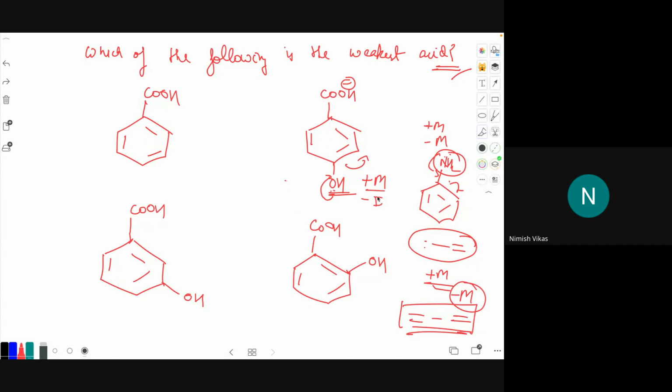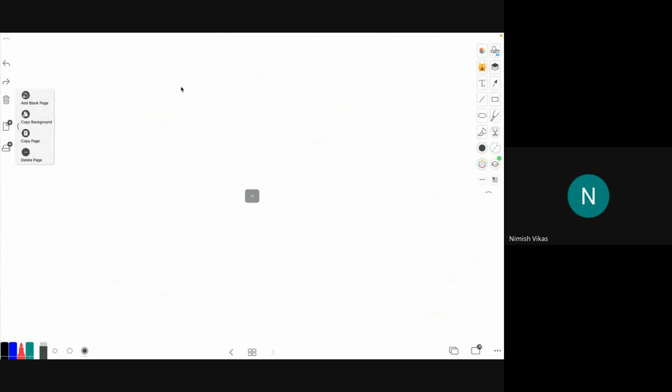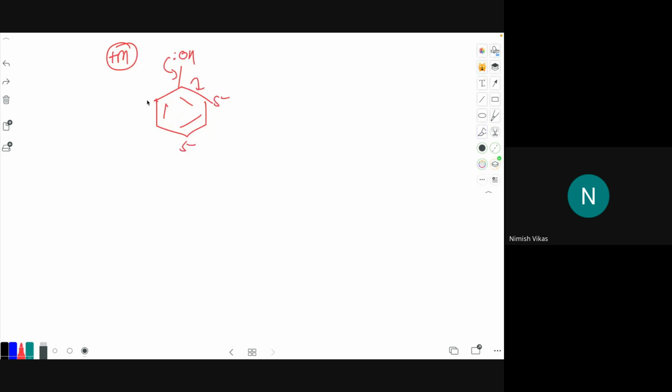Coming to it one by one. Here this will show plus M, this won't show plus M. I will use the next slide to explain you better. For example, when we talk about OH, OH shows plus M effect. Why? Because whenever lone pair and double bond is in conjugation, it shows plus M. Plus M means partial negative will come at ortho and para position, right?